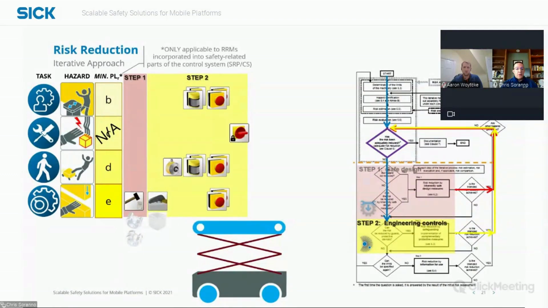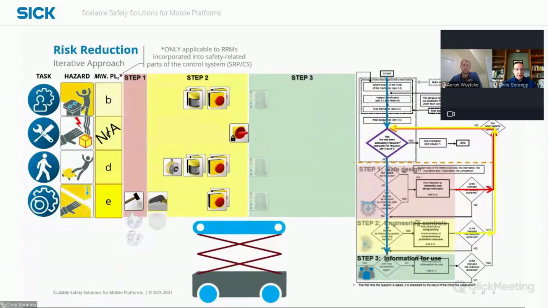Are there ways that we can stop or control the energy, whether it's an emergency stop or an energy isolating device? We again continue this process iteratively. We go through, determine is there anything else in step 2 that can be applied? In this case, not. So then we go on to step 3, the information for use. We can apply awareness signals. We again evaluate that residual risk. You see a common theme here. Determine is there more that can be done.